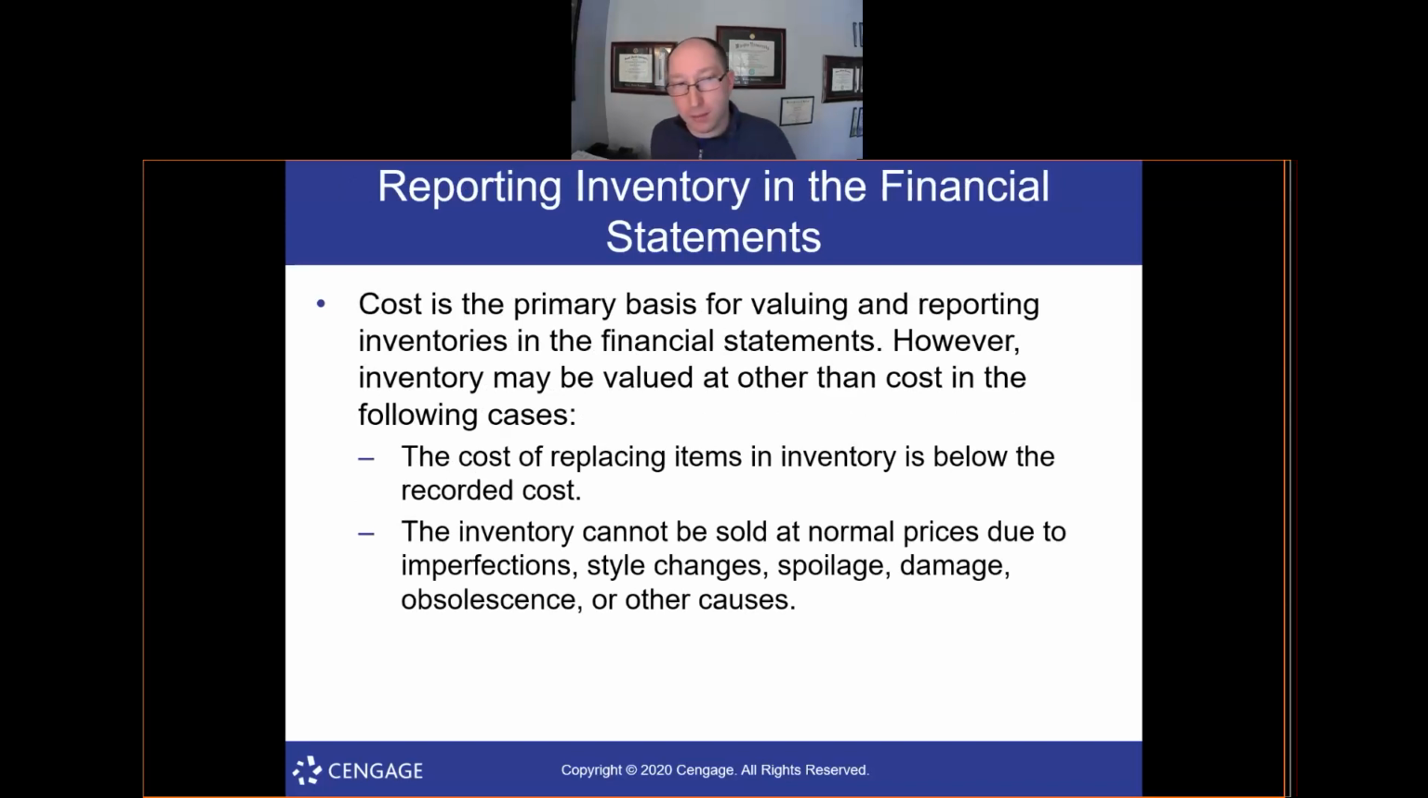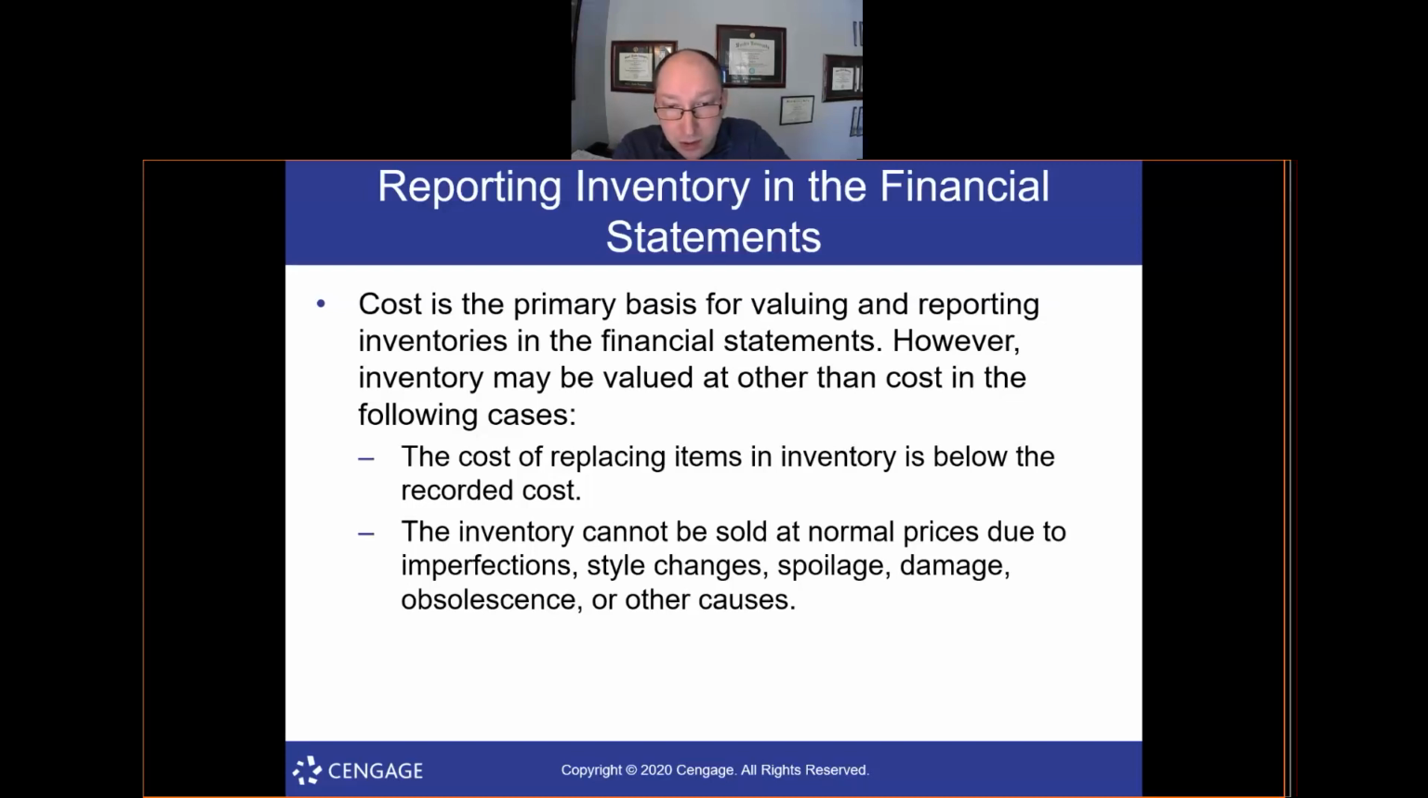Financial statements. As you know, inventory is recorded as a current asset on the balance sheet. When we sell inventory, we record it as a cost of goods sold on the income statement, and we take it out of inventory on the balance sheet. So the cost of goods sold represents the cost of valuing the inventory. Cost of replacing items is when we record the cost.